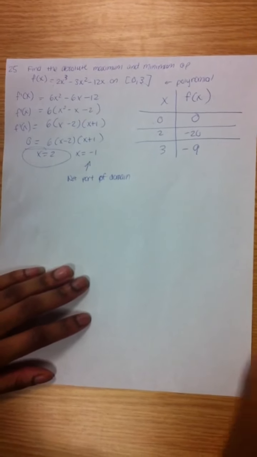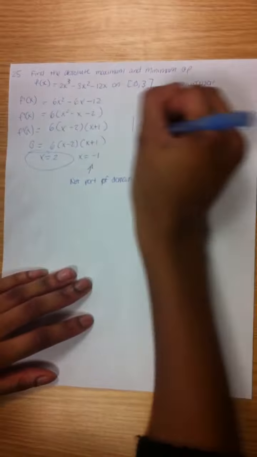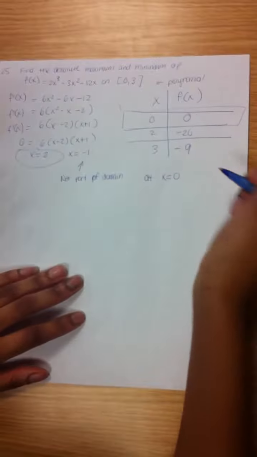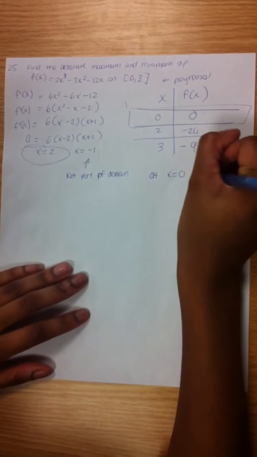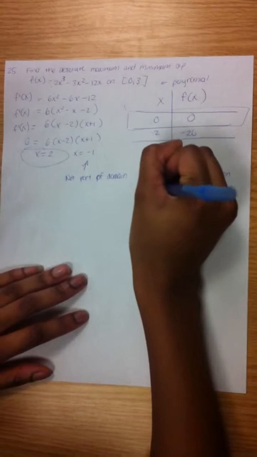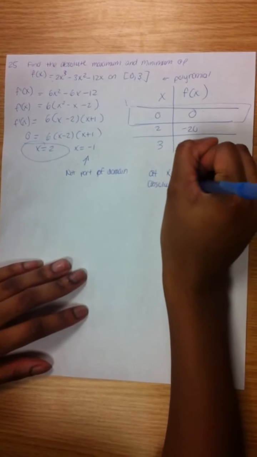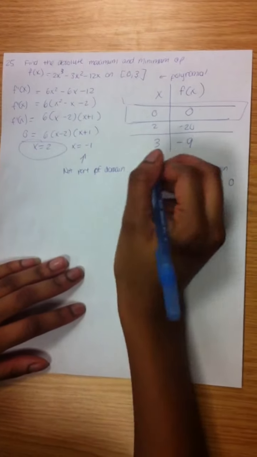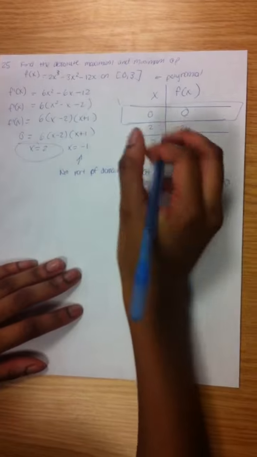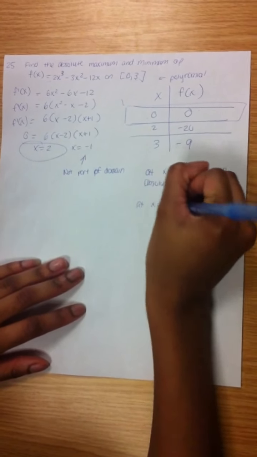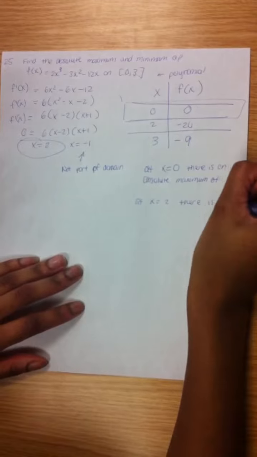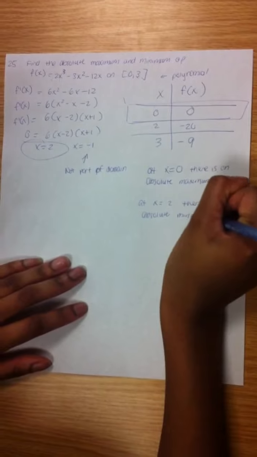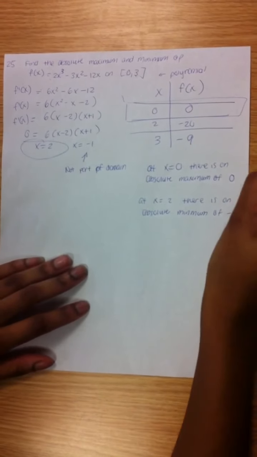Now, the biggest number here is 0. So that would be at x = 0. There is an absolute maximum of 0. And the lowest number is −20. So at x = 2, there is an absolute minimum of −20. And that is how you solve it.